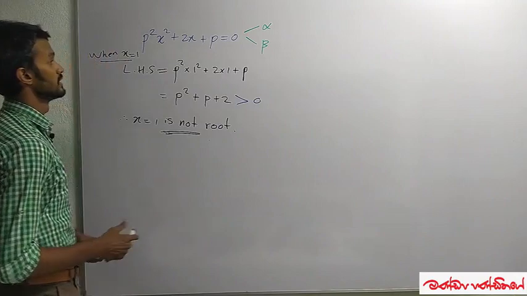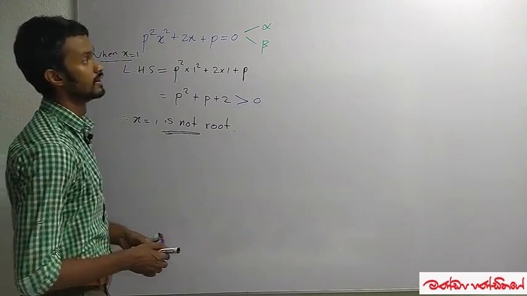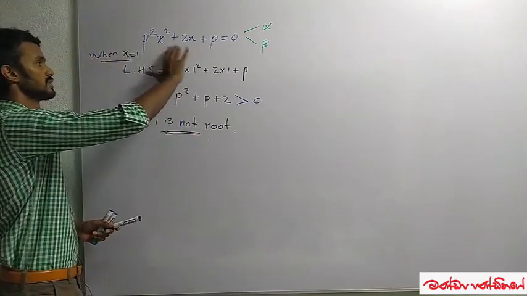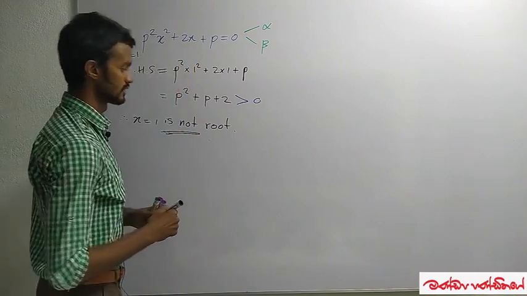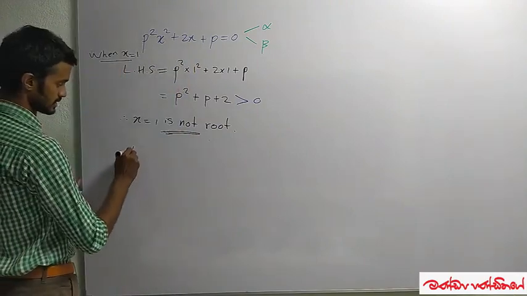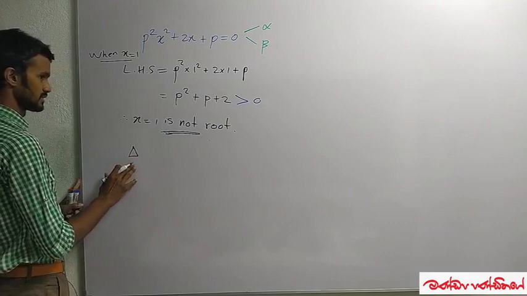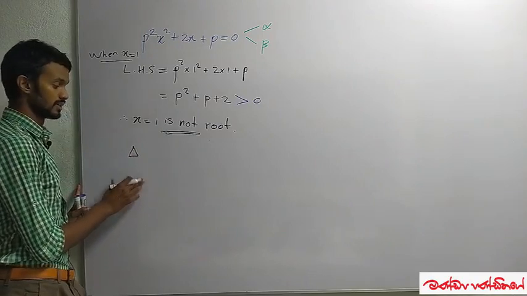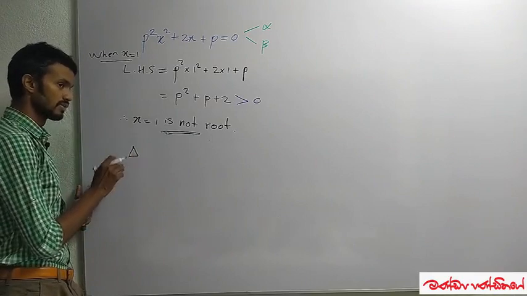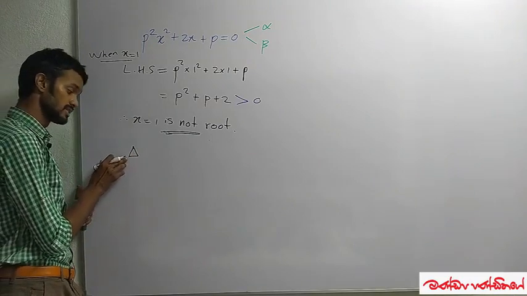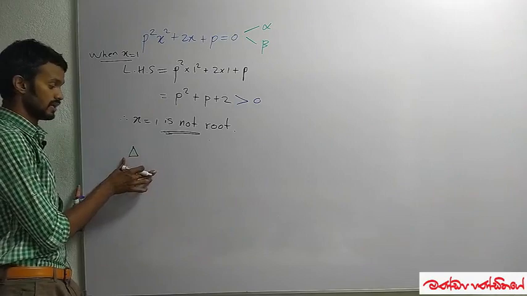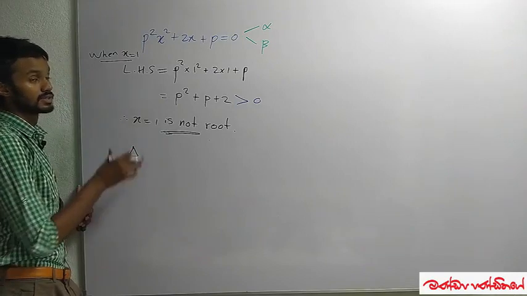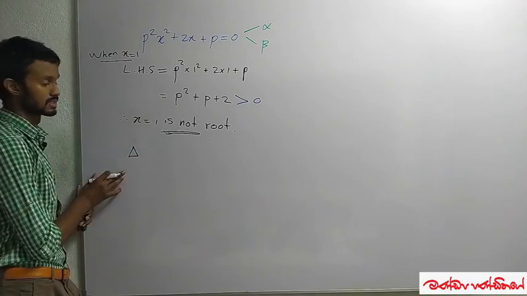So I know when considering whether the roots are real, I have to consider the discriminant of the equation. If the discriminant is greater than 0, we can say that it has 2 real roots. If the discriminant is equal to 0, it has 1 real root. And if the discriminant is less than 0, which is negative, this equation doesn't have real roots.